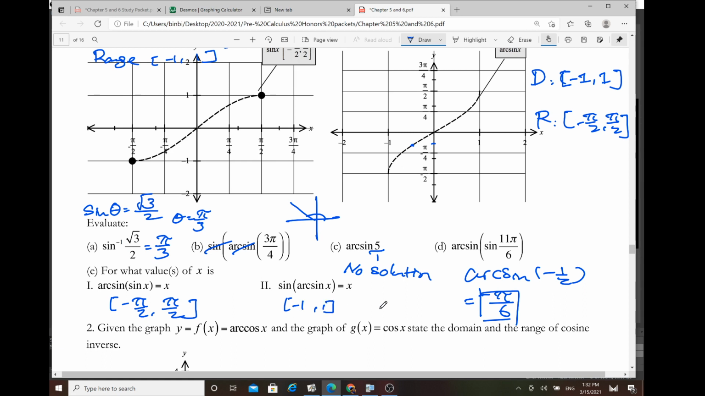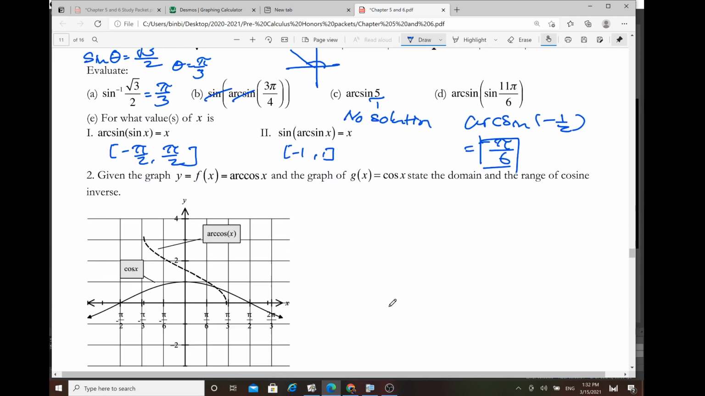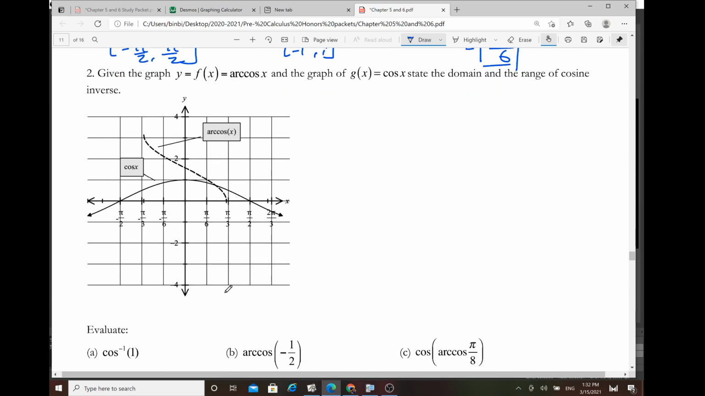Okay, so it's being bounded from negative 1 to 1. And then let's see what else. Give the graph of f of x equals arc cosine of x, the inverse of cosine of x, and then g of x, the parent graph of cosine of x. It looks like this one is just half of a cycle of cosine of x. Again, if you draw the line of symmetry, y equals x, you'll see that they're symmetrical to each other.